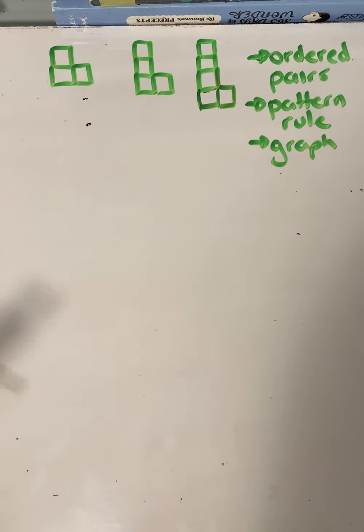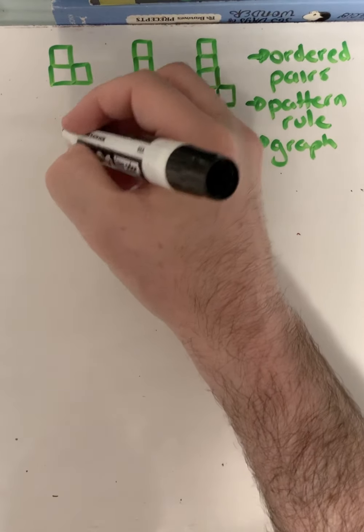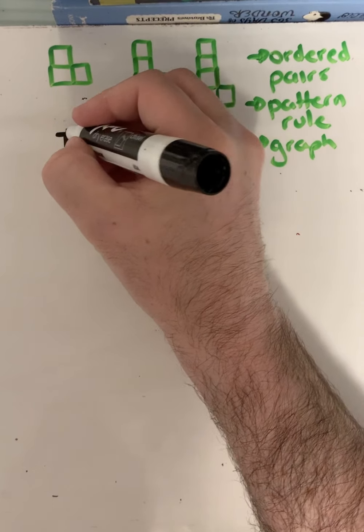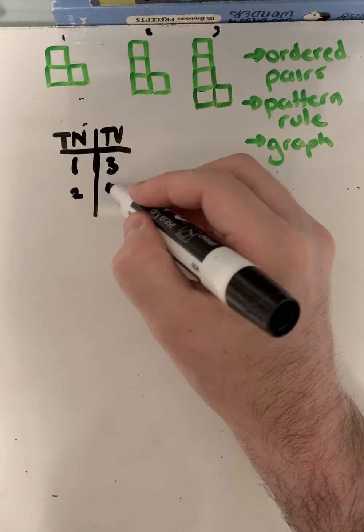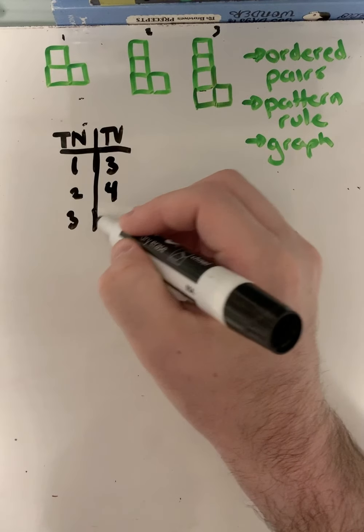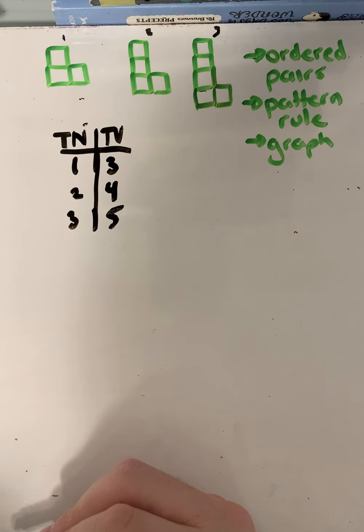Okay, so you're back. Now if you were following along and recognizing that the same skill is being used from the first lesson, the first thing that you would want to do is create your value chart. So in figures 1, 2, and 3: in figure 1 we have 3 blocks. In figure 2 we have 4 blocks. And in figure 3 we have 5 blocks.